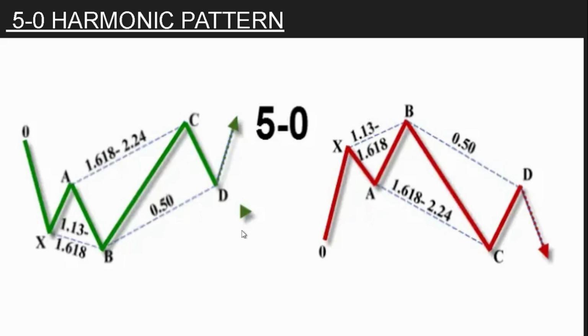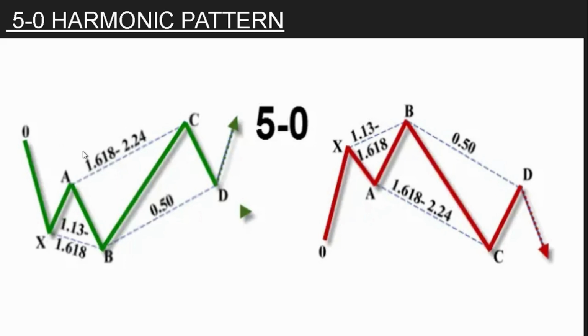The first condition is that this point A here can retrace anywhere. It can retrace here or here, but it must not go beyond point O here. A here can retrace at any point. It can be retraced here or here, but it must not go beyond point O. So that is the first condition.